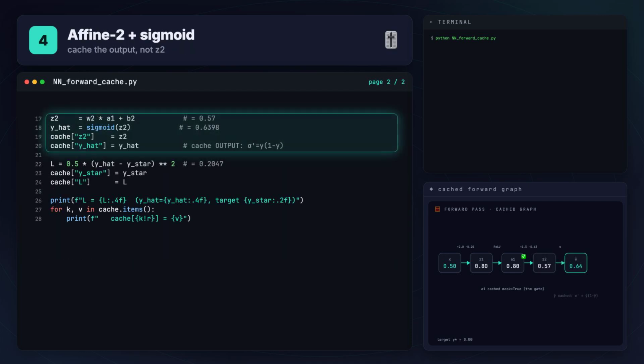The second affine and the sigmoid: Z2 = W2 * A1 + B2, then Y-hat = sigmoid(Z2). We cache Y-hat, the output, not Z2, because the sigmoid derivative is cheapest expressed as Y-hat * (1 - Y-hat). Cache the form you will actually use.